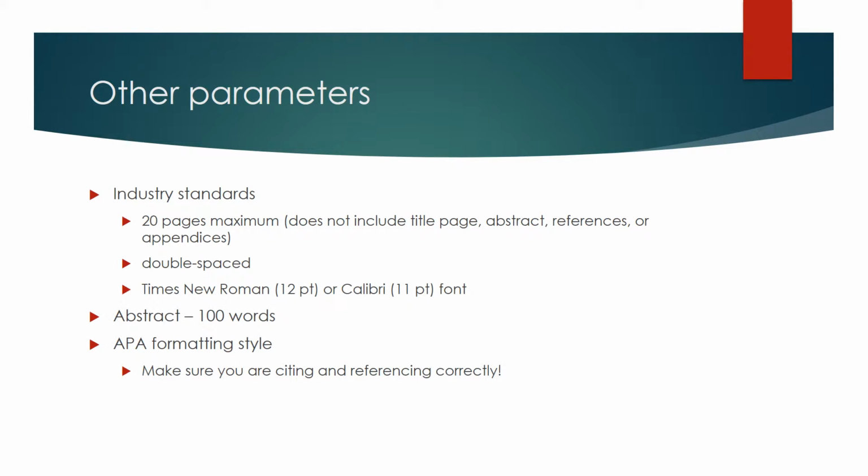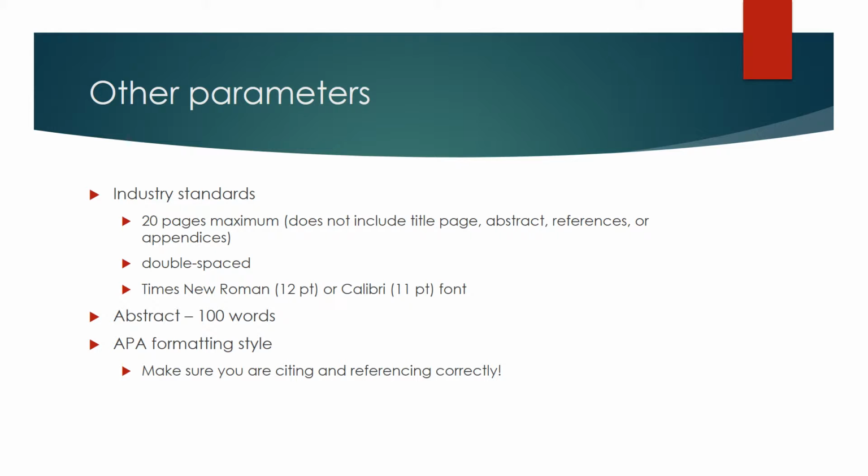There are a few things that we do need to discuss, some other parameters for this project. So the industry standards are such that the text, the main body of your research project, has a 20-page maximum. So this does not include your title page, the abstract, your references, or appendices, should you include any appendices. It should be double-spaced and either Times New Roman in 12-point font or Calibri 11-point font.